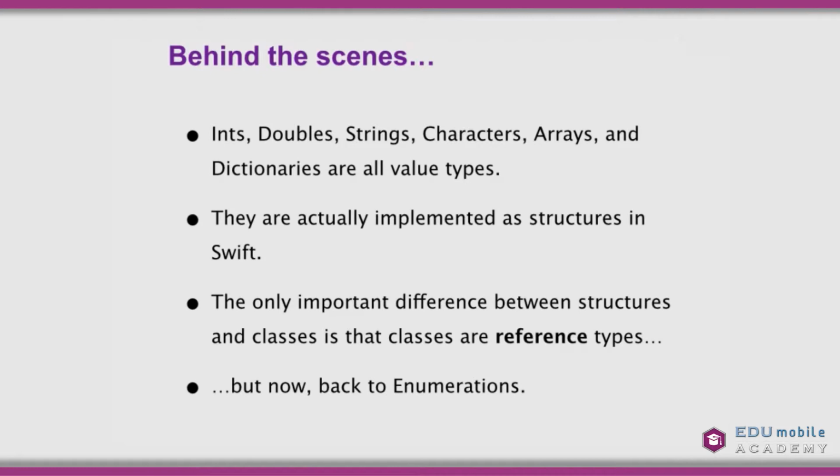But in Swift, enumerations can have properties, computed properties. They can have methods, and they can adopt protocols, and they can do everything that a class would be able to do, except it's not a class because it's a value type.